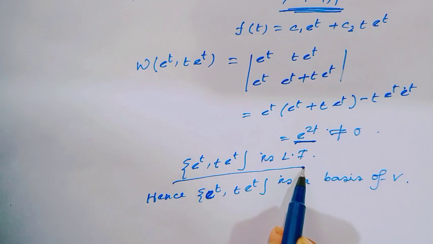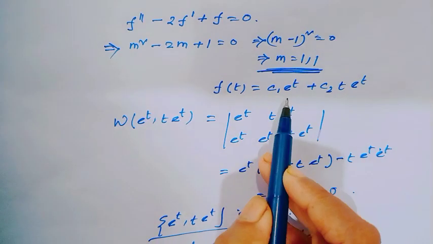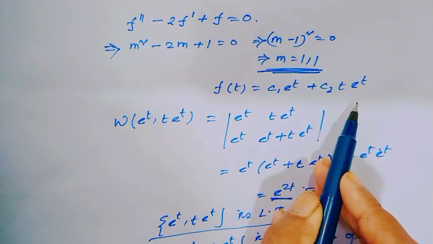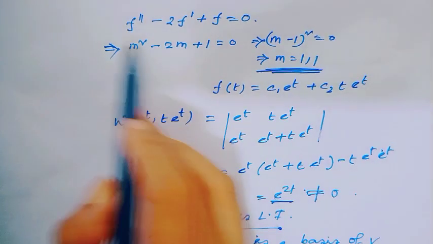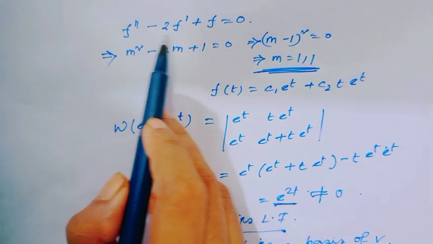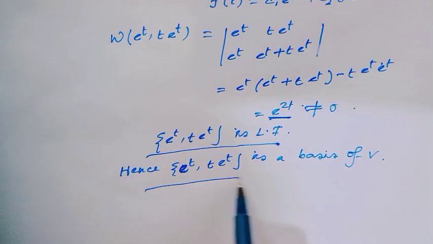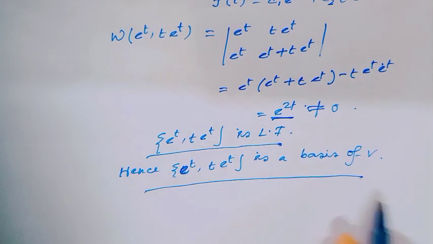And obviously this e to the power t and t e to the power t span the solution space of f double prime minus 2f prime plus f equal to 0. So obviously this solution is a basis of the vector space.